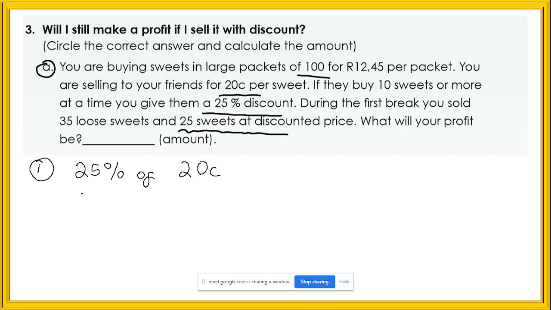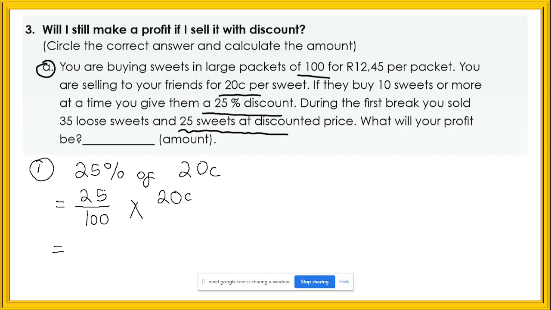So 25% is a fraction. We all know percentages are always over 100. So 25% is just 25 over 100. Of means times 20 cents. So what is 25 over 100 of 20 cents? Who can tell us the answer? Take out your calculators.